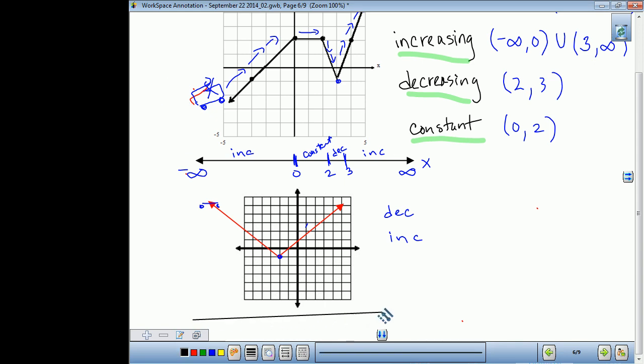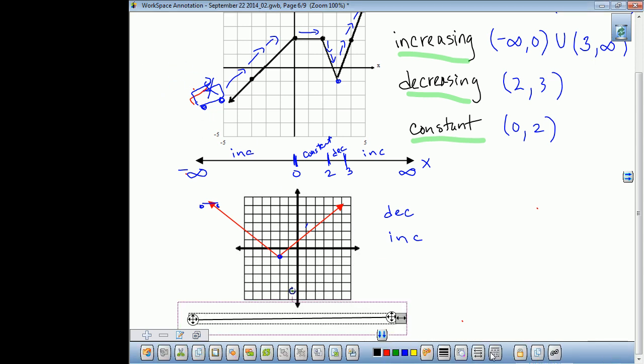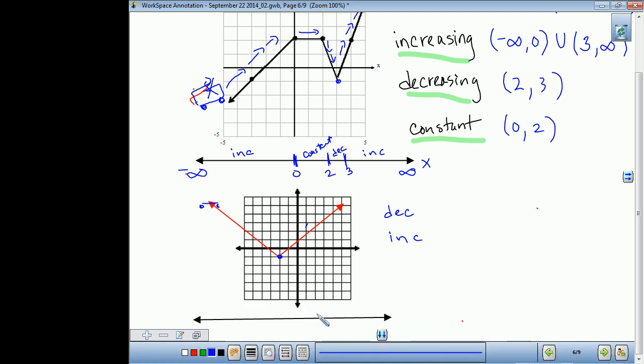Does this function have a constant interval at all? No. There are no horizontal segments, are there? And that's the only place where it would remain constant. So right here at negative 2, it appears we have an absolute min on this graph.